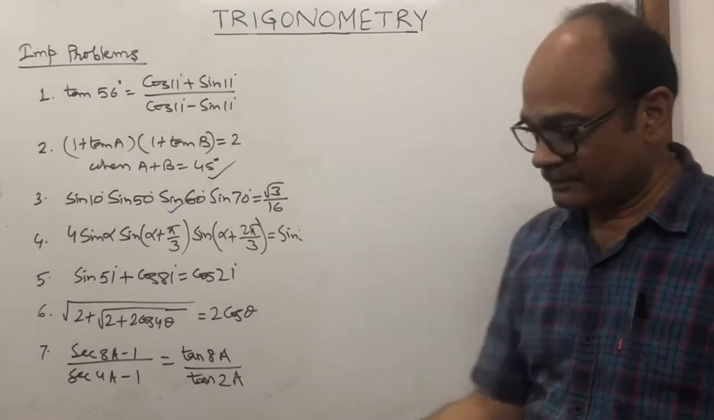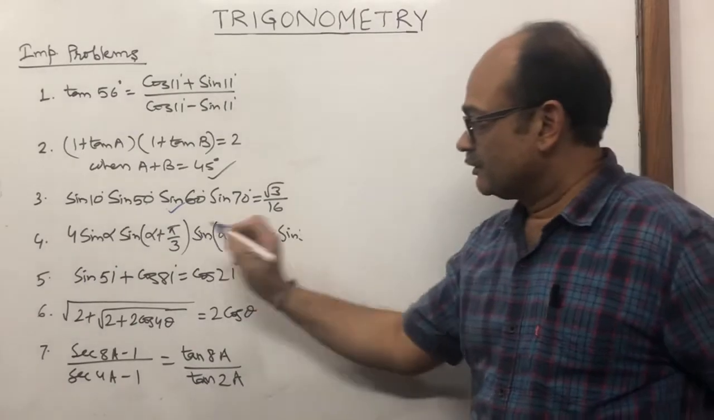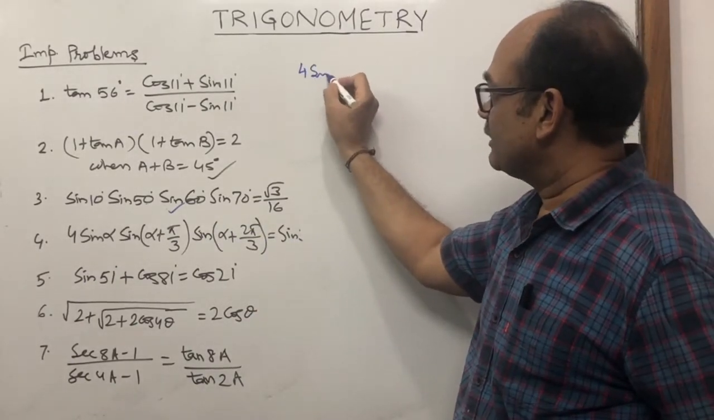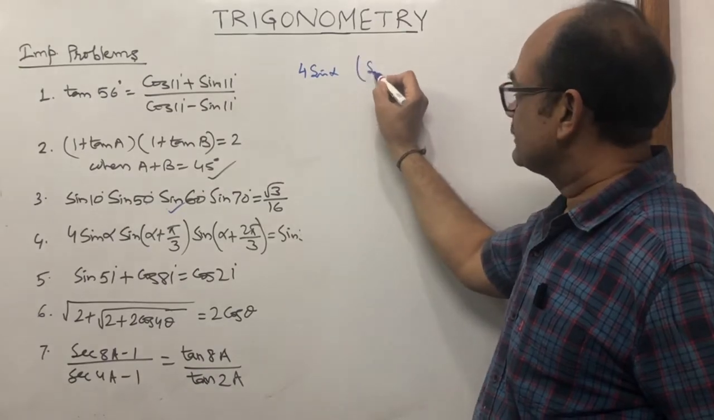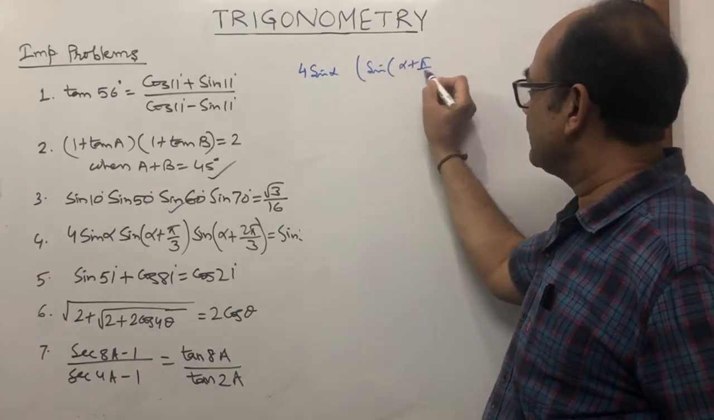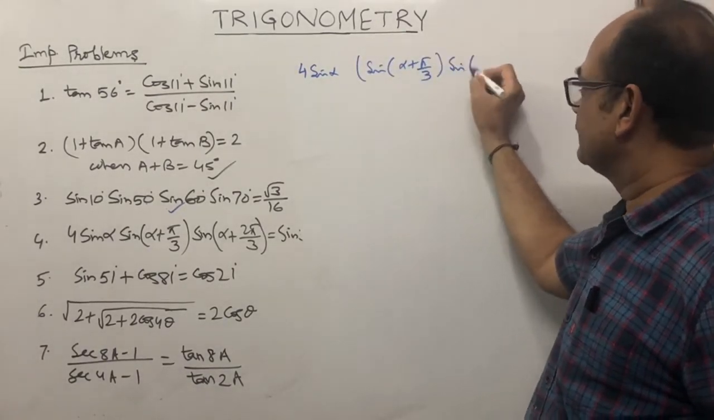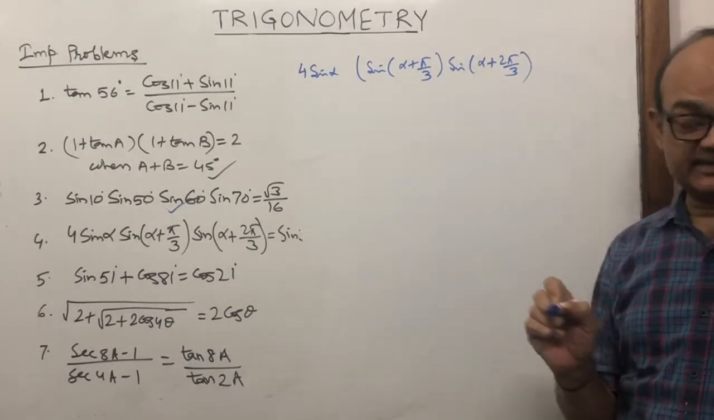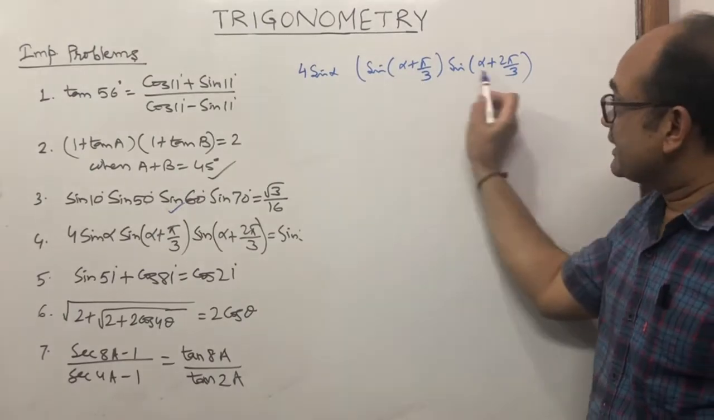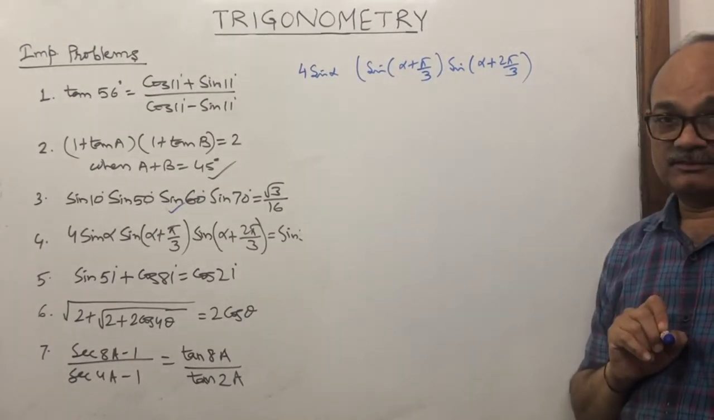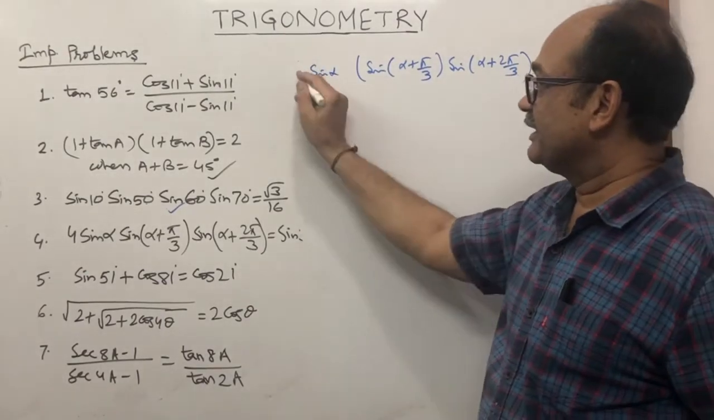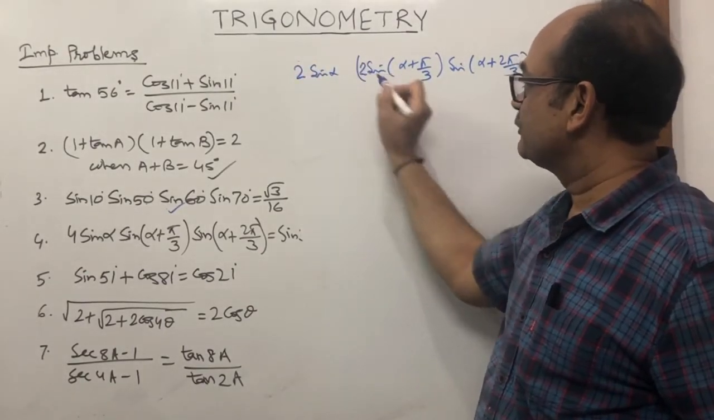Next sum, fourth. Sin alpha, sin alpha plus pi by 3 and sin alpha plus 2 pi by 3. Again the same thing. 2 sin A sin B is a formula. But here it is only sin A sin B. But 4 is here. So we can write in the next step 2 and here we write 2.